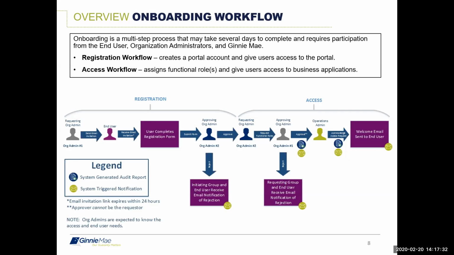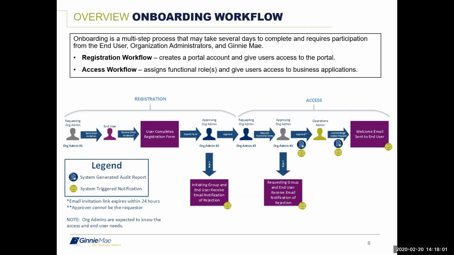Once the account has been approved, that organization administrator will immediately proceed to request functional roles for that user. Once that organization administrator has requested those functional roles, another organization administrator, meaning not the organization administrator that requested the functional roles, will go in and approve that functional role or those functional roles.